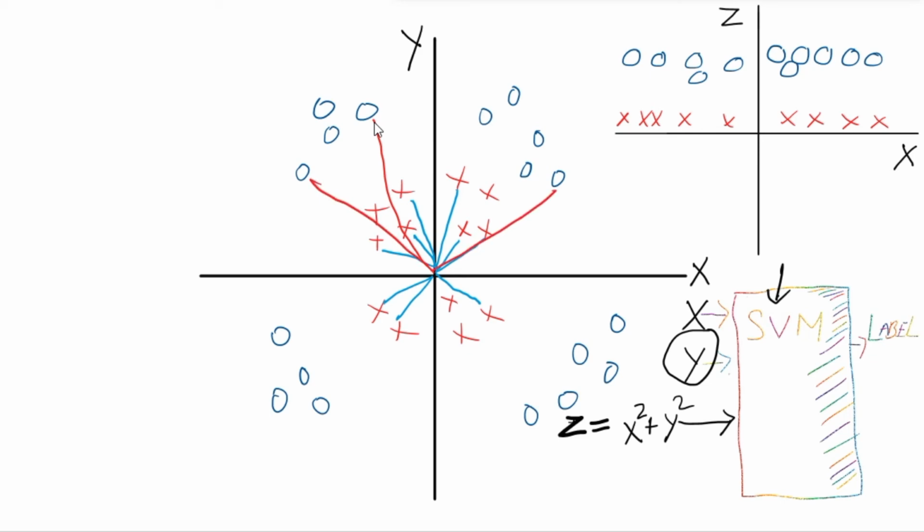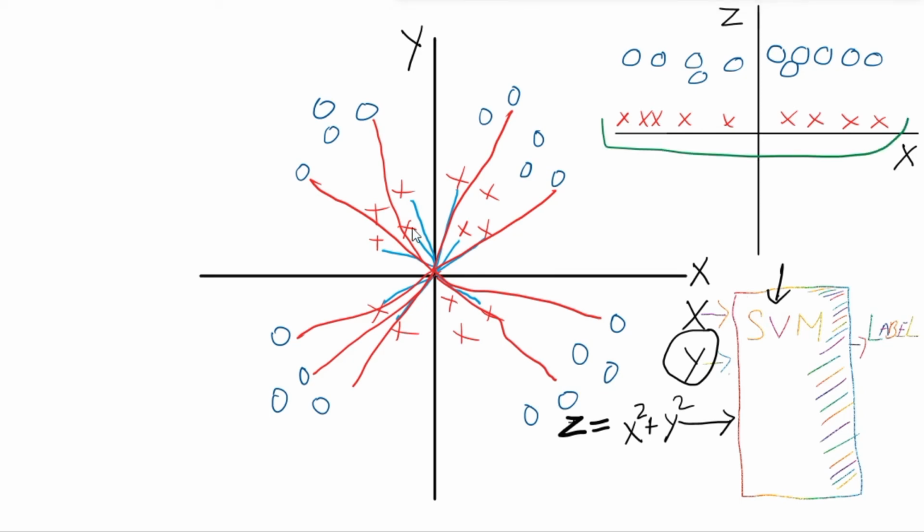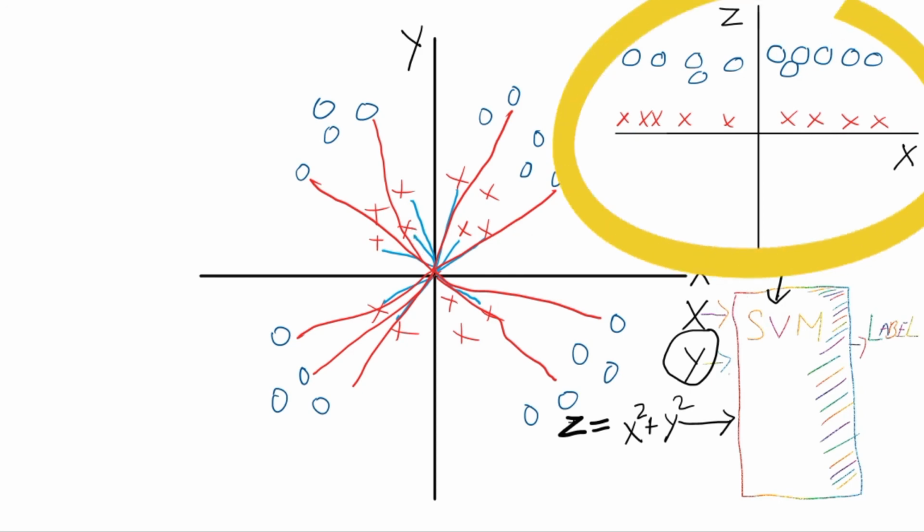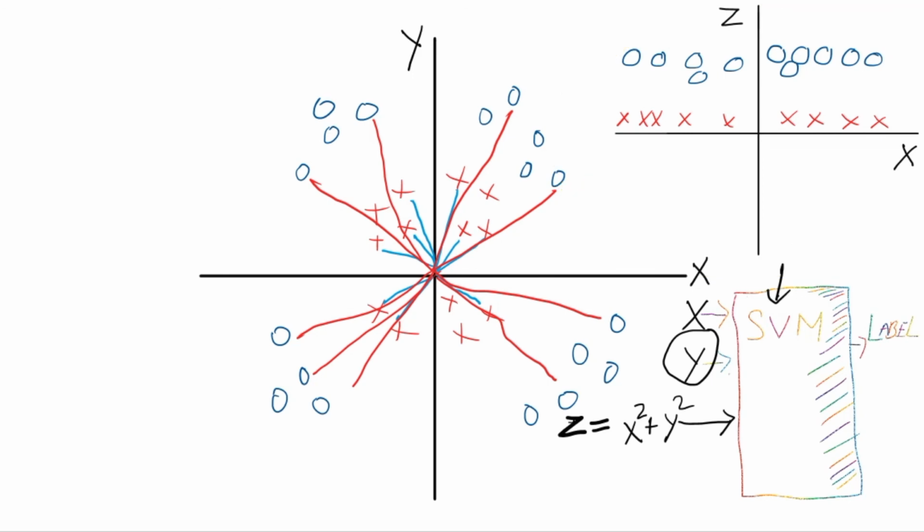So if I map the data into this new coordinate system with Z, you find all the blue circles have a larger value of Z and all the red X's have a small value of Z. You look at the data in this new coordinate system with X and Z. Is this data linearly separable? Yes or no? I would say the answer is yes. Here is the line.